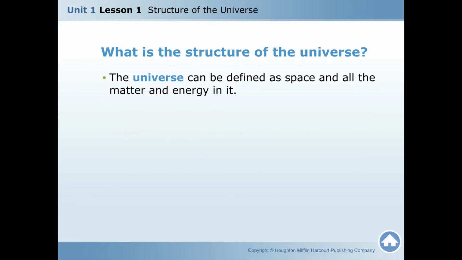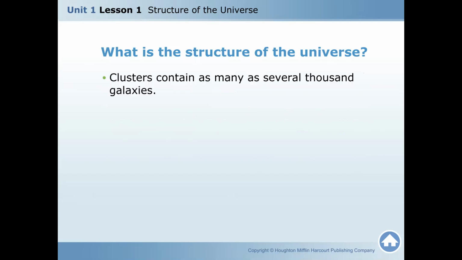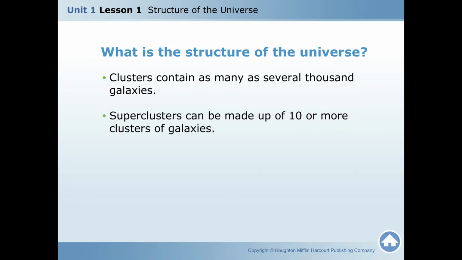The universe can be defined as space and all the matter and energy in it. Throughout the universe, there are areas where galaxies are densely concentrated. These areas are called clusters and superclusters. Clusters contain as many as several thousand galaxies. Wow. Superclusters can be made up of 10 or more clusters of galaxies.